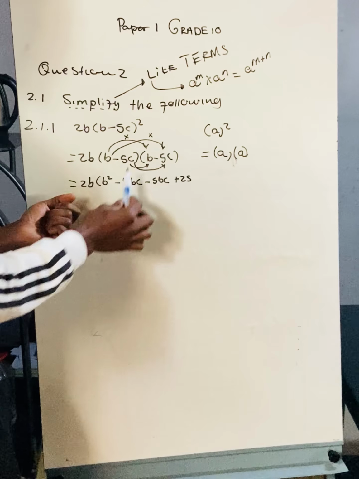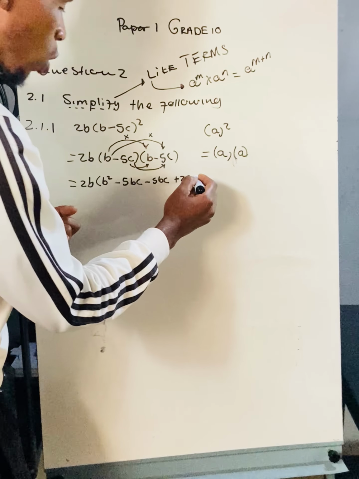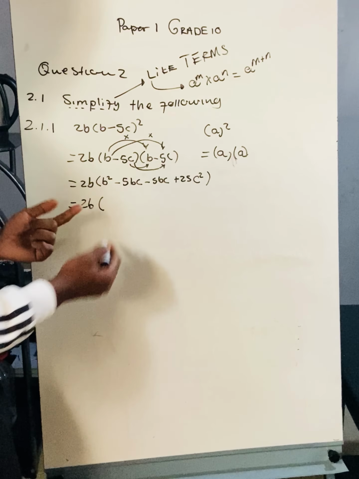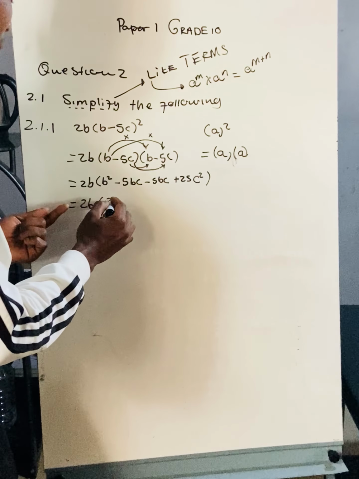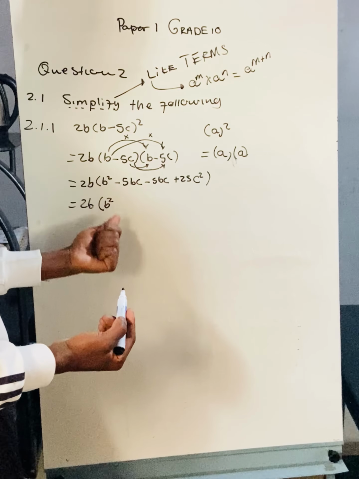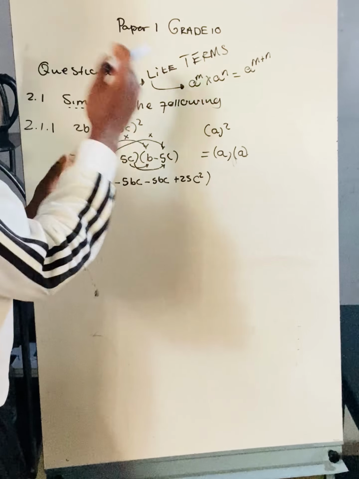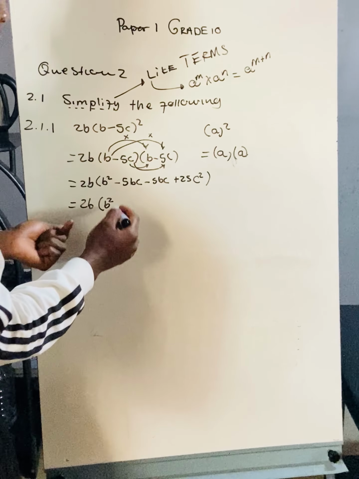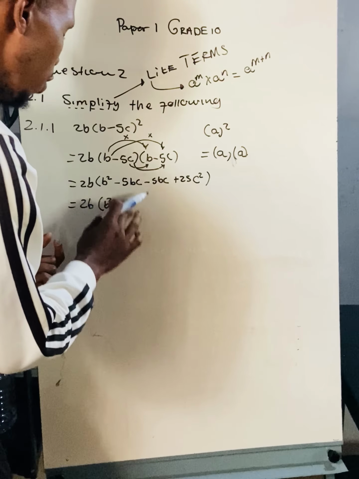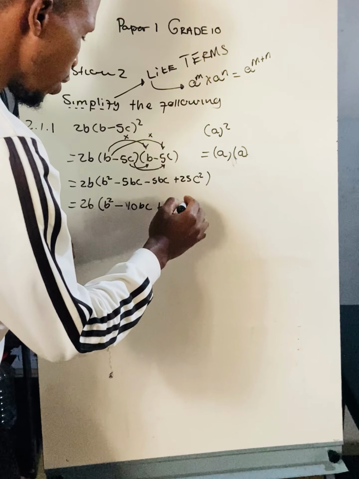Now we have the common ones, which means we have like terms. So c multiplied by c is going to give us c squared, close brackets. And remember what I said before we started, guys: as you simplify, you are going to have like terms. So the like terms in this equation are negative 5bc and negative 5bc. Why? Because they have the same variable and also the same exponent. That means as we simplify, this will give us negative 10bc plus 25c squared.